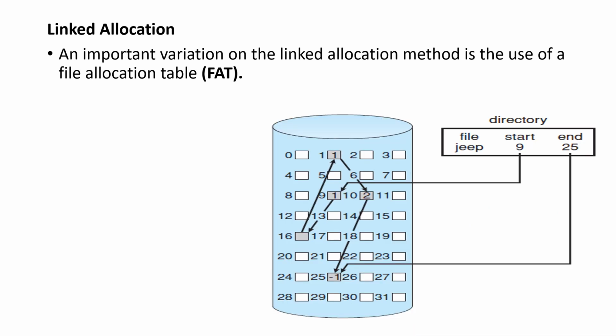Now we can see the second type, that is linked allocation. In linked allocation, all the files are linked together, and this is maintained in a table called the file allocation table. See the directory: the file name is Jeep, only one file name is there, but the starting address is 9 and the ending address is 25. So it starts from 9, and inside 9 we can find an index number, which I think is 16.